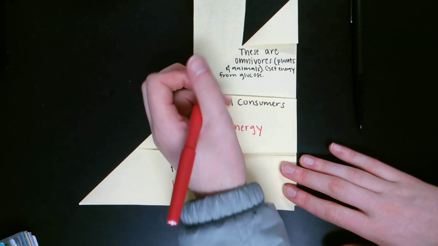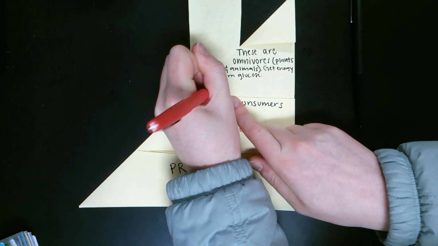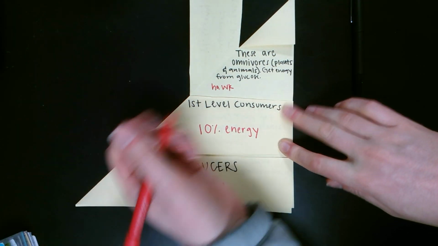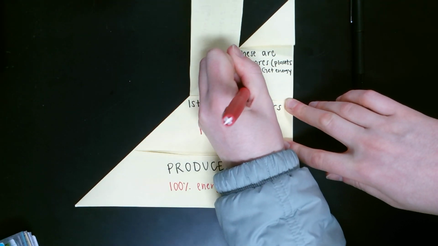Some examples of this from the energy pyramid are the hawk, or not from the energy pyramid, excuse me, the forest ecosystem, and maybe the snake.